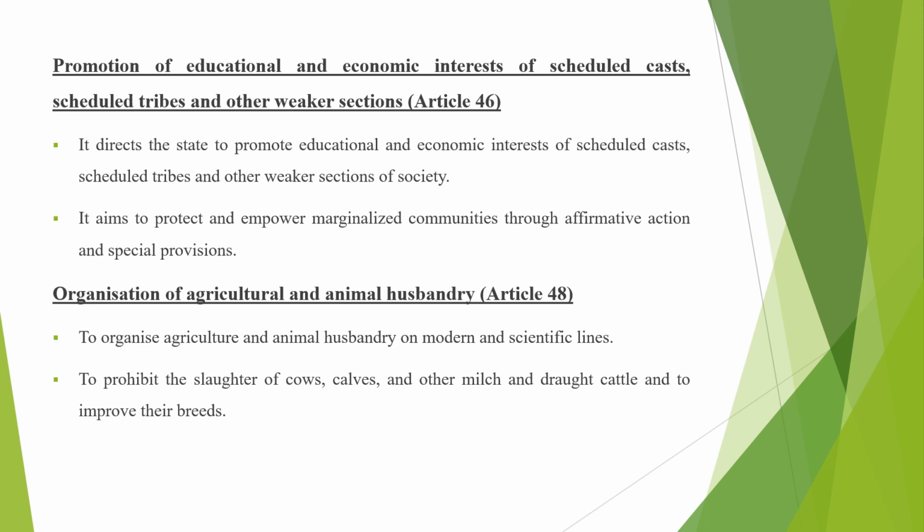Protecting cows and promoting animal husbandry is not only about respecting cultural beliefs, but also about ensuring food security and sustainable agriculture. For example, cows provide milk and other dairy products, while livestock farming contributes to the economy and provides livelihood for many people. So overall, Article 48 reflects the government's commitment to protecting cows, preserving cultural values, and promoting sustainable animal husbandry practices.